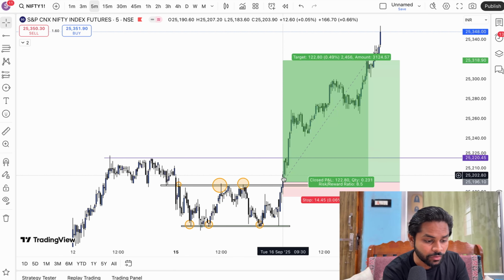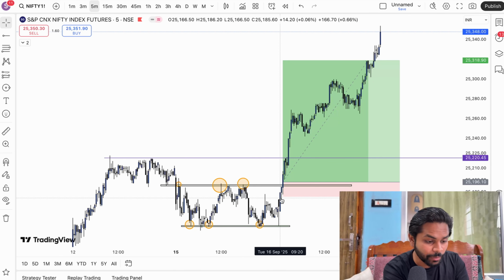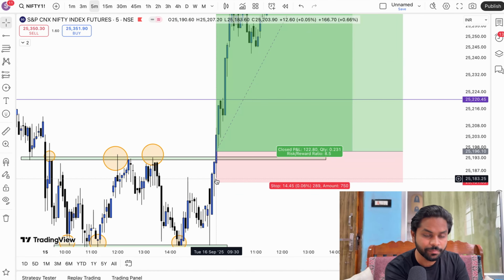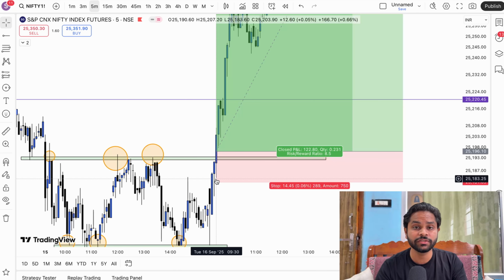Look at my stop loss. What is my stop loss? The stop loss is just below this. I'll zoom in. The stop loss is just below this candle. You see, it's hardly 20-30 points in Nifty, and I captured 100 points. It's just a 1:5, 1:6 kind of target.